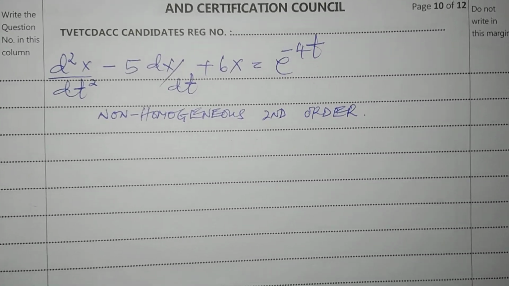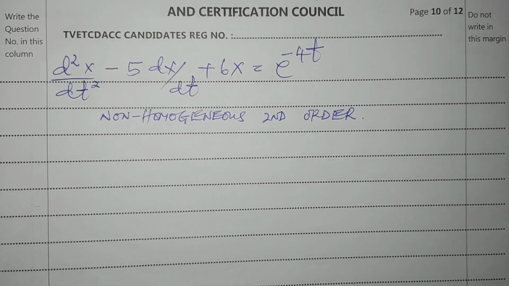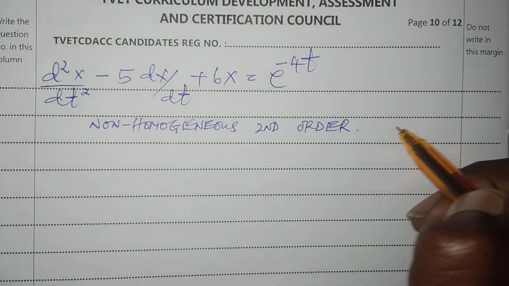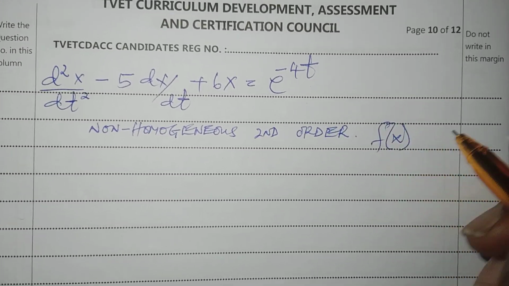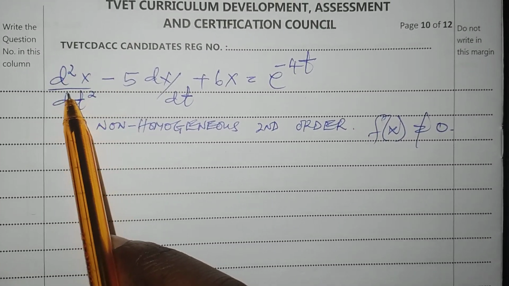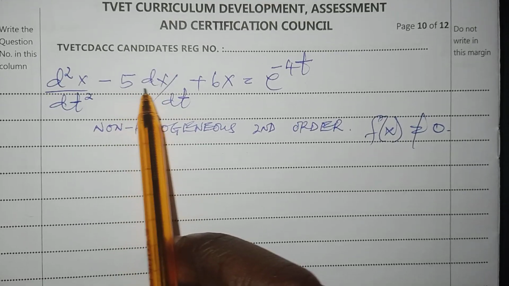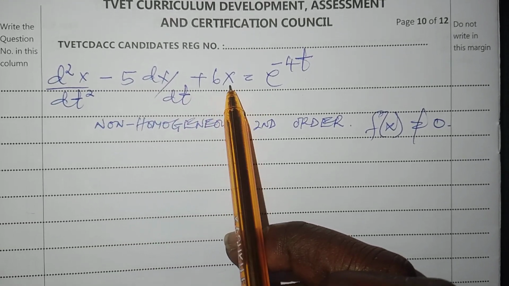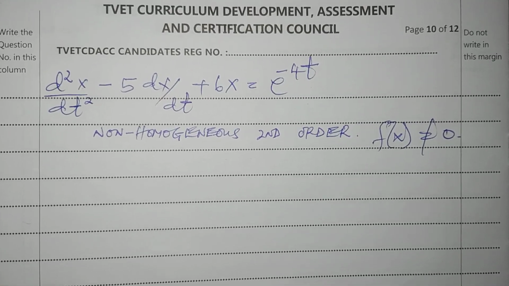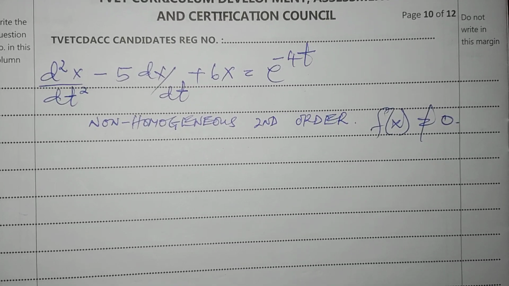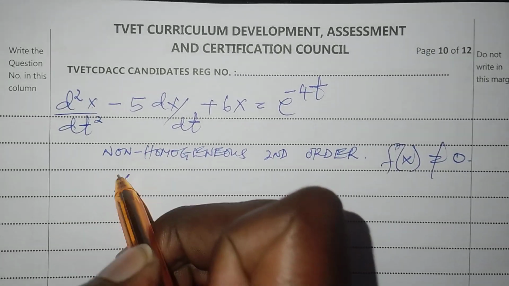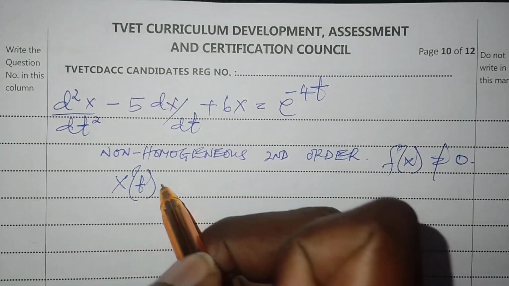Welcome to Vancic Maths. Today we look at non-homogeneous second order differential equation where f of x is not equal to 0. So for our case here we have d squared x over dt squared minus 5 dx/dt plus 6x is equal to e to the negative 4t. So here we want to find x of t.